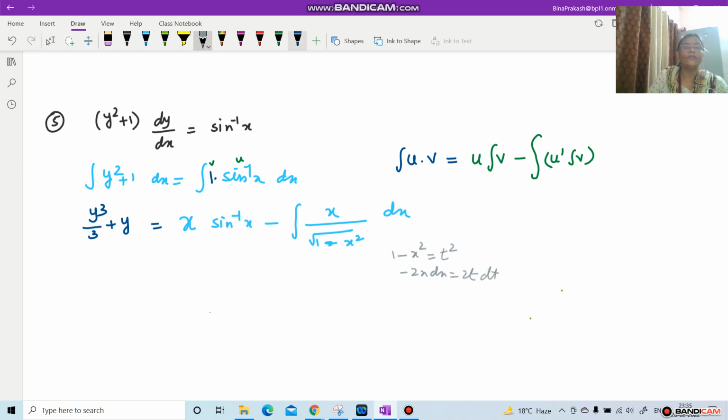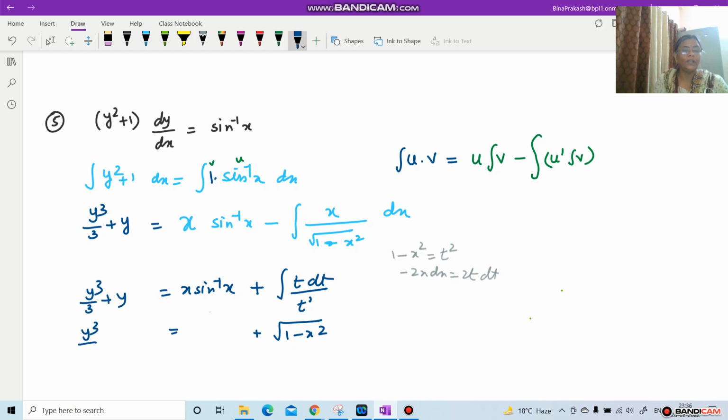So the integration of this is nothing but the integration of t dt upon t will come out to be t. So the integration of 1 is t, which comes out to be root of 1 minus x square. Now complete the rest of the expression. We have the rest of the expression. It is y cube on 3 plus y. So it's y cube on 3 plus y is equal to x sine inverse x plus root of 1 minus x square plus c. Thank you.